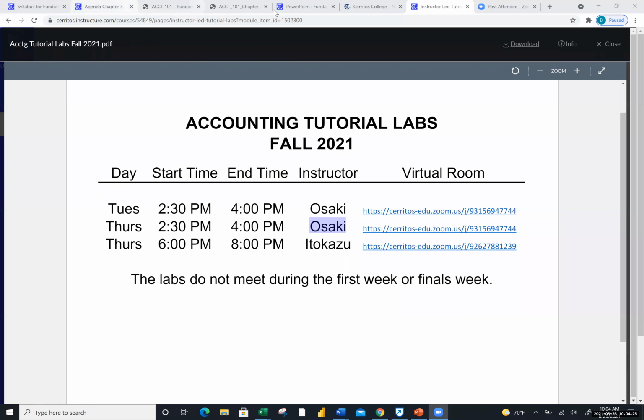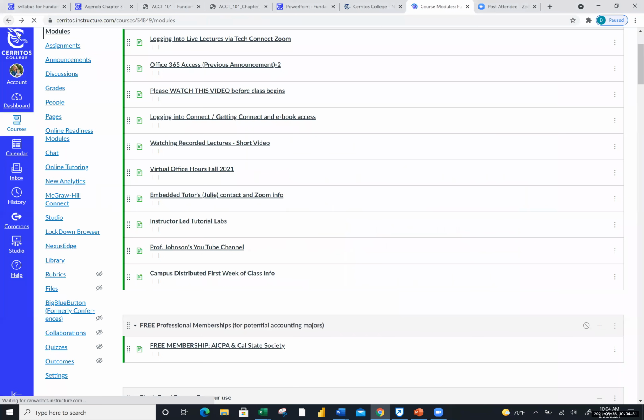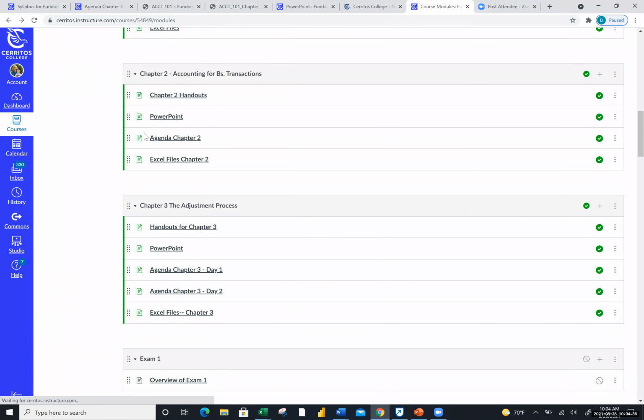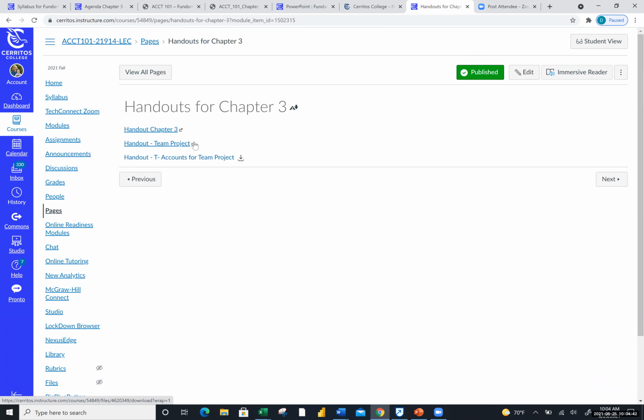I believe it's in the modules link. Let me go share my screen and we'll all make sure we find it together. So let me go back here. Let's all go to the modules link. And if I go down to chapter 3, I think, let's go look at the handouts. Okay, here's the directions for the team project, and here's the T accounts for the team project. So download those to your computer.